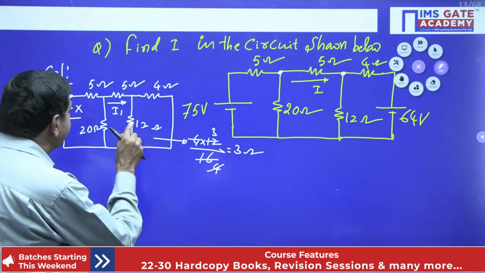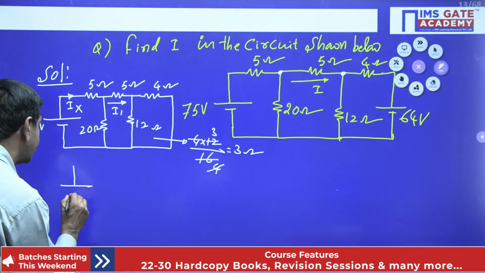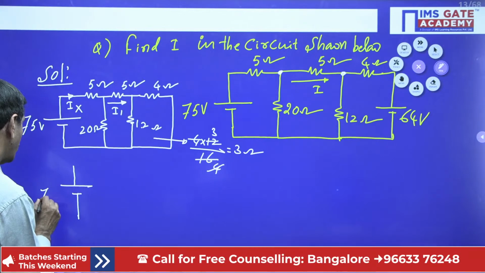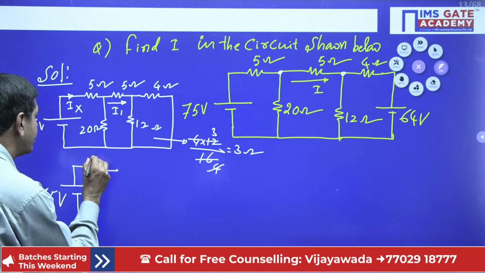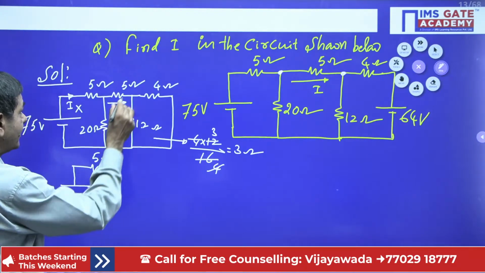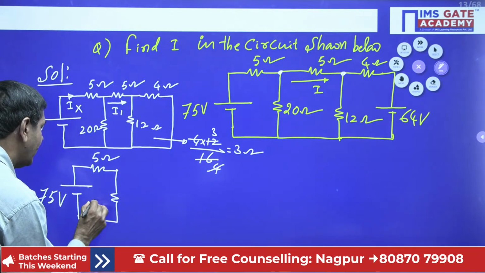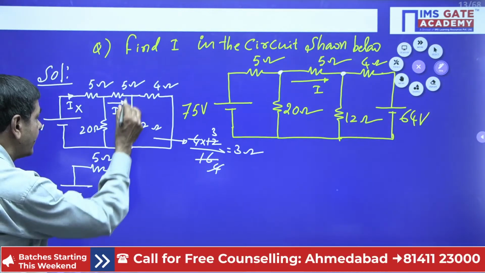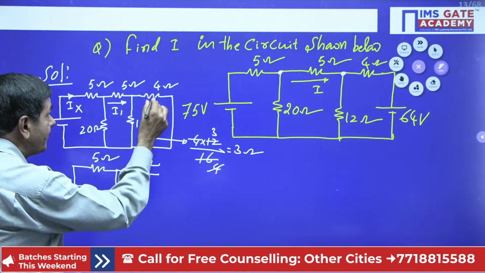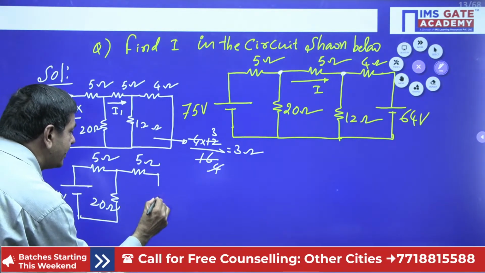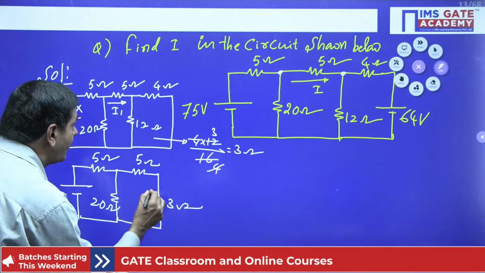Once I got 3 ohms, I can redraw this circuit in this way. I connected this voltage as it is, that is the 75 volts. Here I connected a 5 ohm resistance as it is. Here I got the 20 ohm resistor, I will connect as it is. Here I got the 5 ohm resistance, I will connect as it is. When simplifying these two resistors, I got 3 ohms. This is the simplified form of the network.